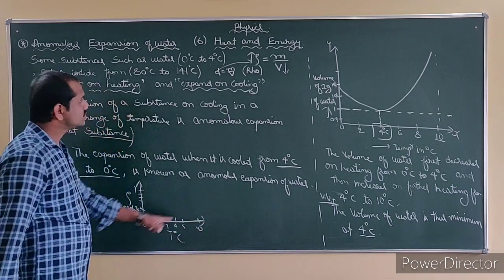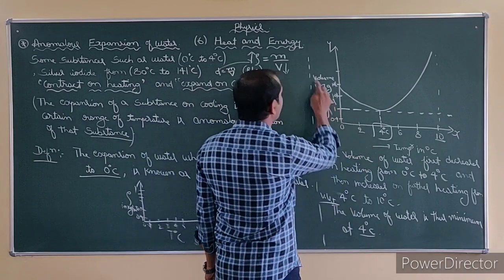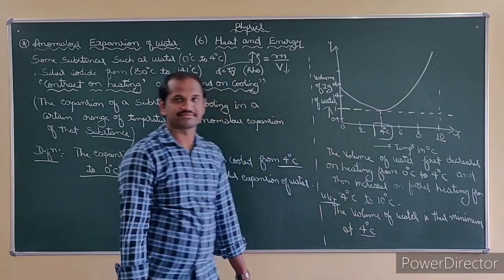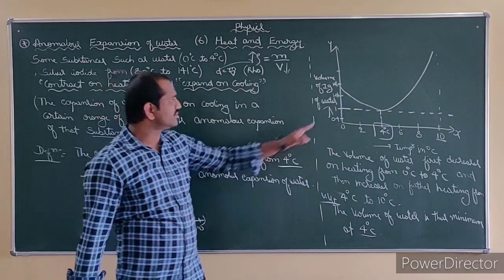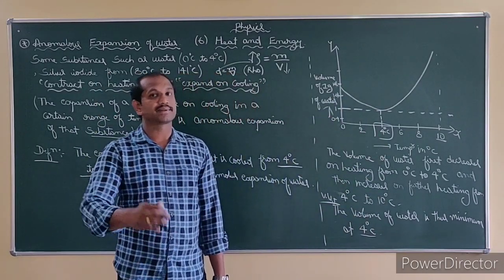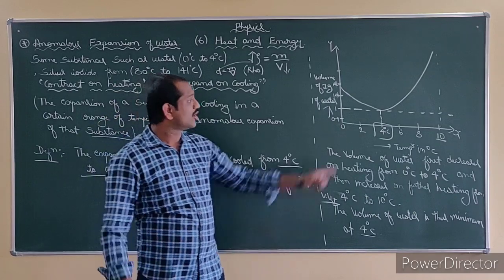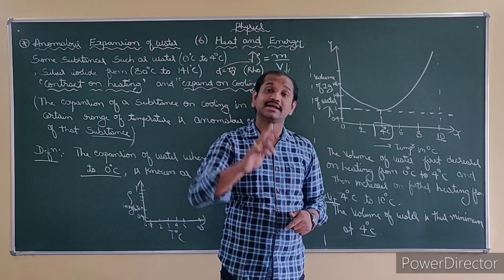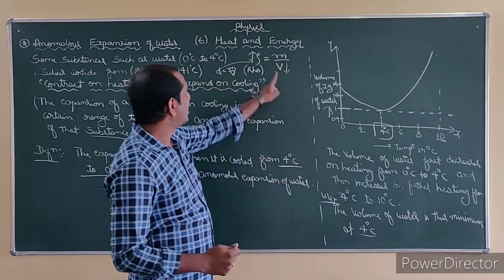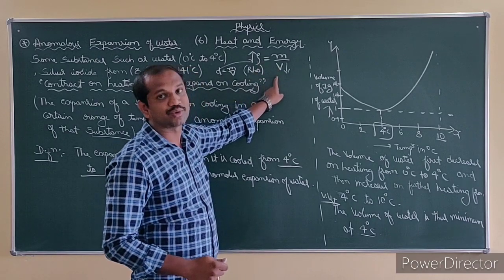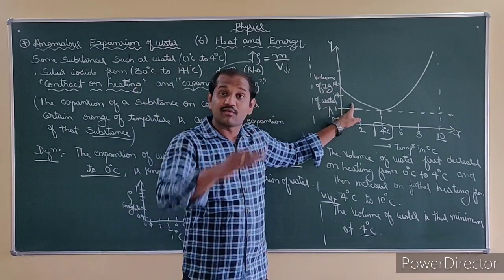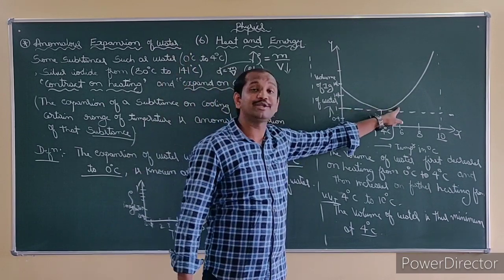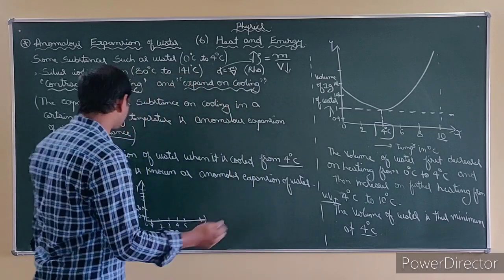See how the volume is behaving. Volume is first decreasing, then keeps on increasing. On heating from 0 to 4 degrees, volume is decreasing. After we continue heating from 4 degrees, volume is increasing. But what about density? Obviously, density is inversely proportional to volume. Where the volume decreases, density increases, and where the volume increases, density decreases. That is the concept.